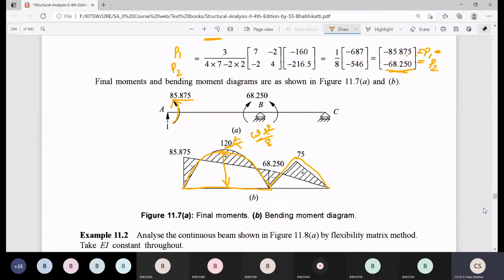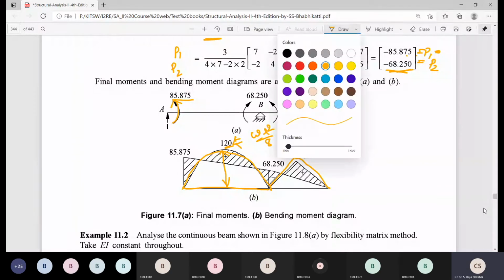We already saw that with the conjugate beam. I am not calculating it here. That is 75 kilonewton meter you are going to get. This is due to the applied load. Now the bending moment due to end moments.